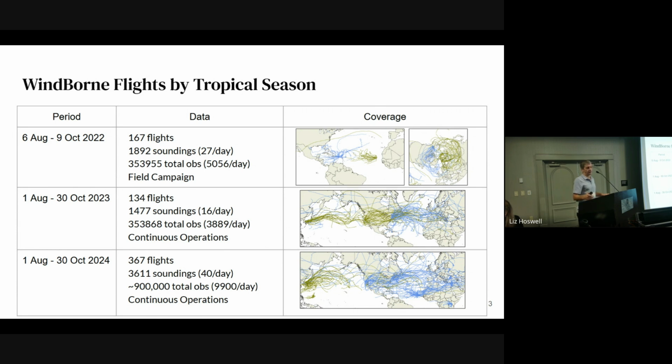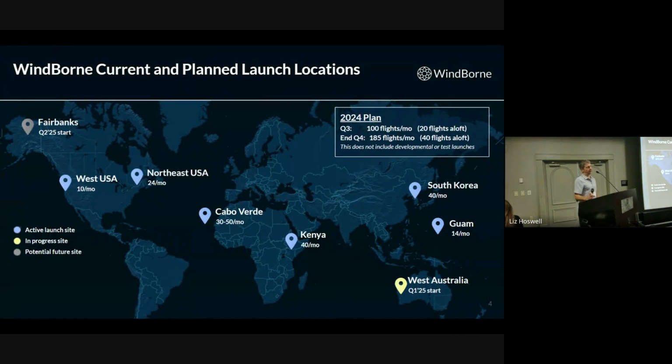And in 2024, this season now, we've flown about 3 times as much as the prior 2 seasons. I'll point out on this slide the launch sites, which you could kind of gather from the previous slide, but a couple things to point out here. Cabo Verde, I already mentioned. Guam, we actually operated late in the year out of Guam this past season. That's on hiatus right now, but we'll come back this winter. And soon we'll begin operating out of Western Australia in early next year. By the end of this year, we expect to have about 40 flights aloft at any given time, and that will grow in the coming years.